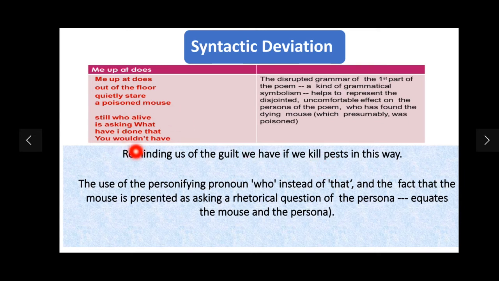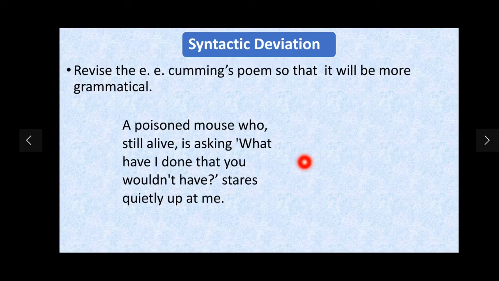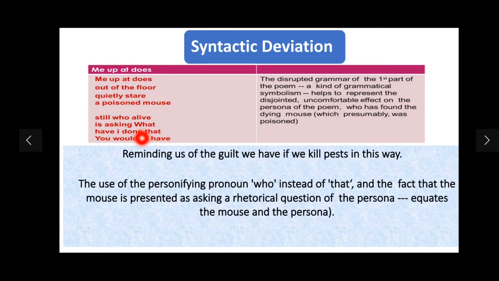So this is the proper way of using sentences. Okay, here we don't have a syntactic deviation. "Me up, a does, out of the floor, quietly stare, a poisonous mouse. Still who alive is asking, what have I done that you wouldn't have?" In the previous slide, we saw that "a poison mouse who still alive is asking, what have I done that you wouldn't have, stares quietly up at me." So here we find syntactic deviation, and here we don't find syntactic deviation.